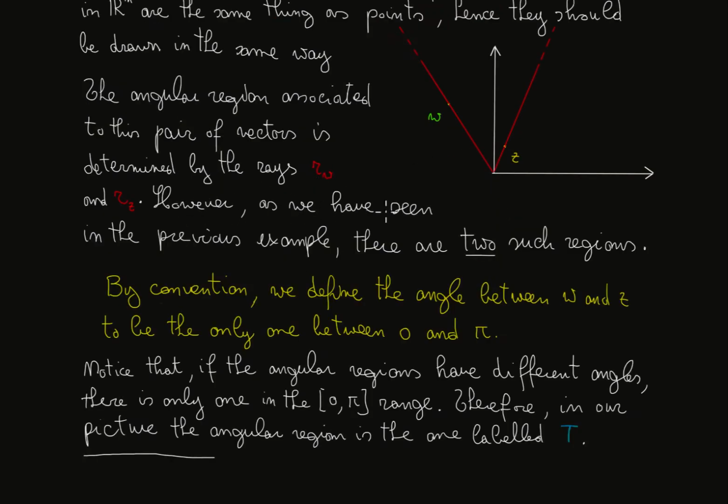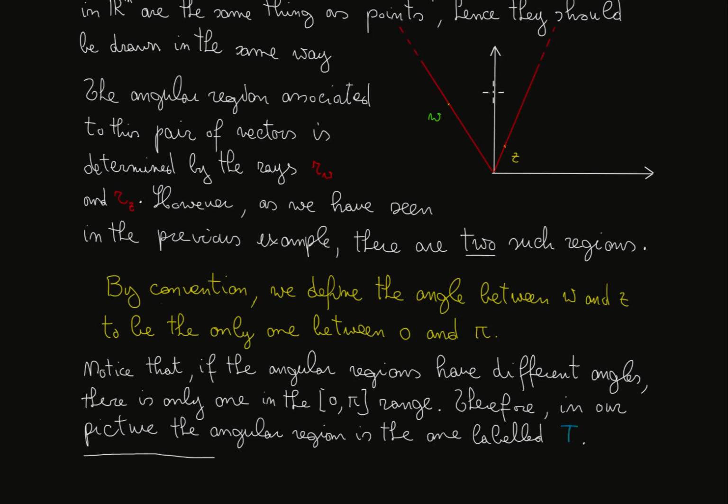However, as we have seen in the previous example, there are two such regions. In this picture, there is one region that is here on the top and another region which is on the bottom, angular regions, that is. By convention, we define the angle between W and Z to be the only one between 0 and pi as angle.